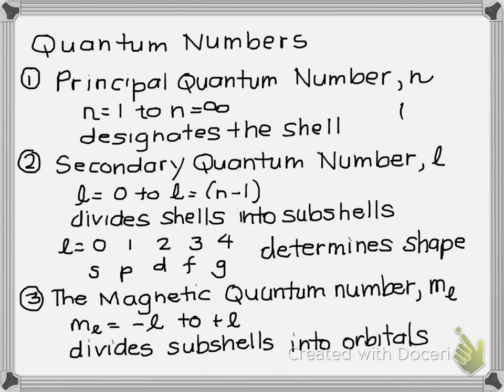The third quantum number is the magnetic quantum number. It is given a symbol of M sub L, which we just say M sub L, and the sub means the L is a subscript. Now, M sub L can have a value from negative L, which remember L is the secondary quantum number, and integer numbers, whole numbers, through 0 to a positive L. The magnetic quantum number divides the subshells into orbitals.